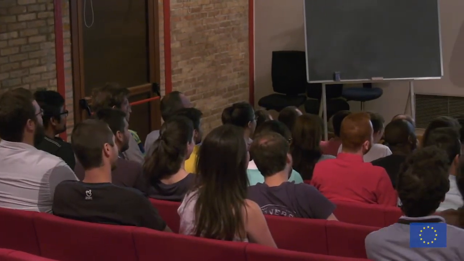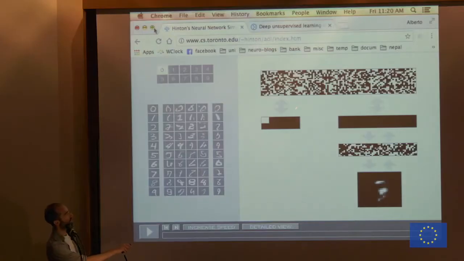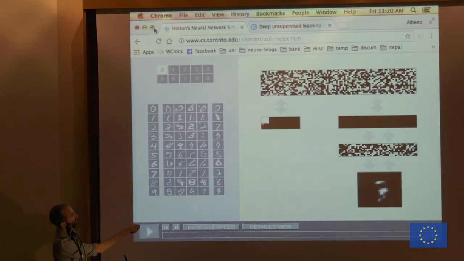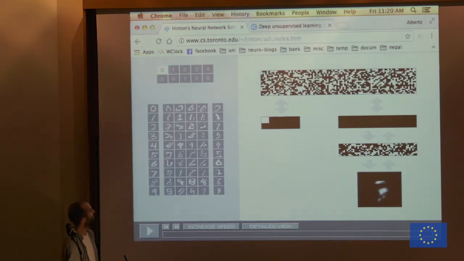Okay, so we have a real-time representation of the neural network here. We have the input layer, two hidden layers, the top hidden layer, and as I said, here as input we also provide information about the class. So it's like a supervision signal now.